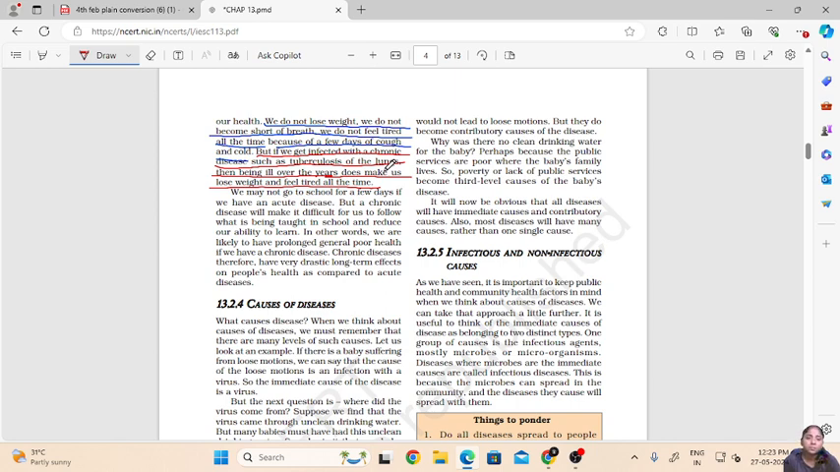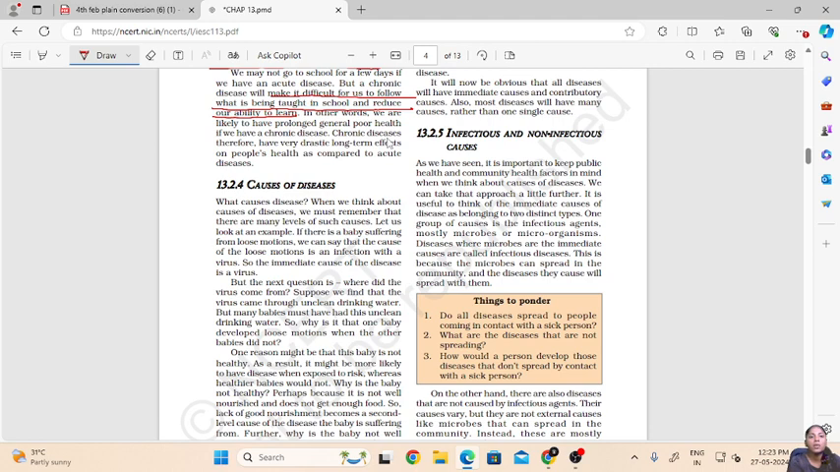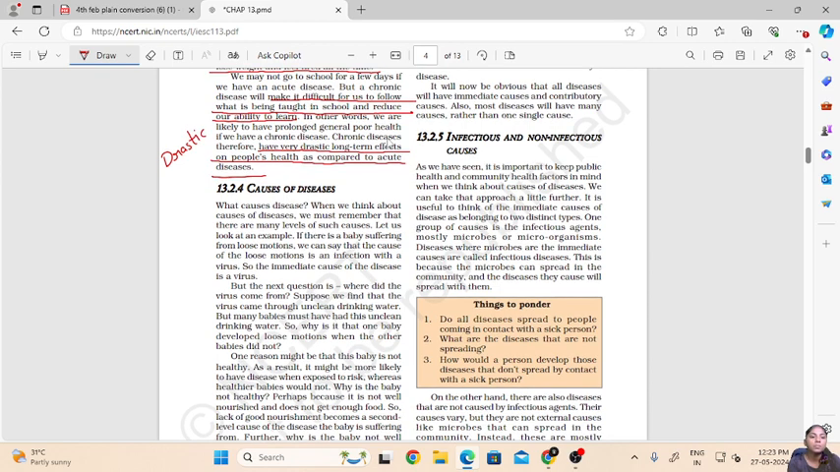but when we are healthy again, we will continue our studies as we used to. But if we have chronic disease, it will make us difficult to follow what is being taught in school and reduce our ability to learn. So these are the ways in which these chronic diseases can affect our health. Thus chronic diseases therefore have very drastic and long-term effect on people's health compared to acute diseases. So this will have drastic and long-term effects.